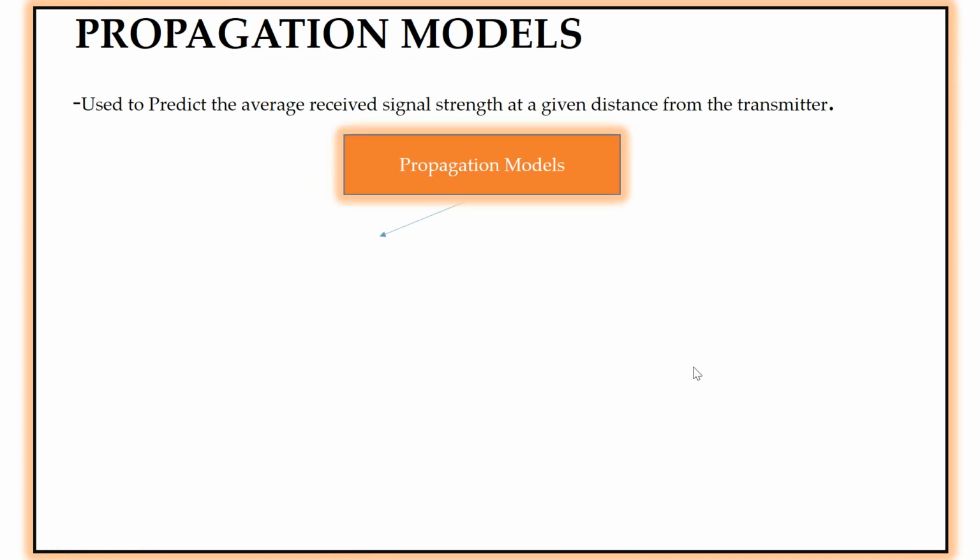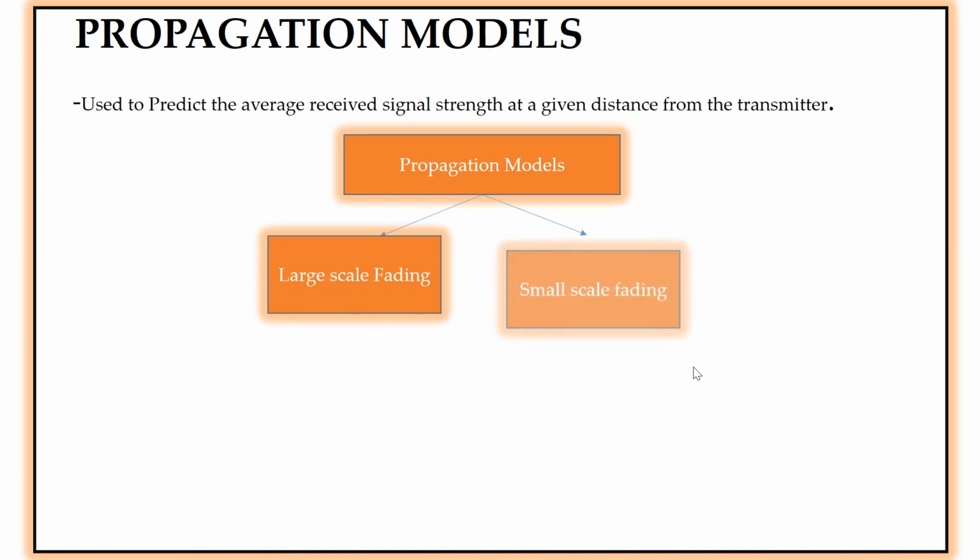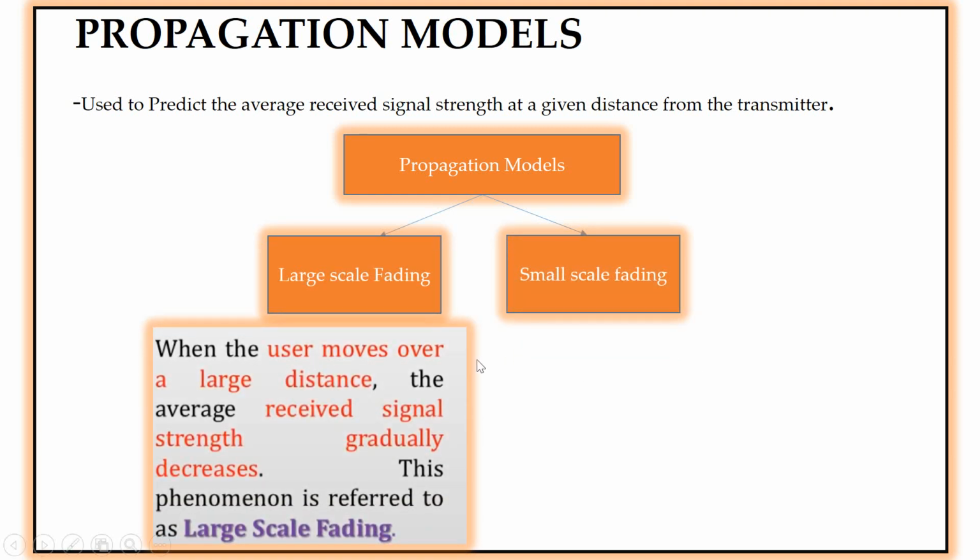And the propagation models have been further classified into two types. One is large scale fading, the other is small scale fading. What do you mean by large scale fading? When the user moves over a large distance, the average signal strength gradually decreases. This phenomenon is referred to as large scale fading. So what is large? If the user is moving for a long distance, the average signal decreases. So vice versa, right? For longer distance, it decreases. Okay, this phenomenon is called large scale fading.